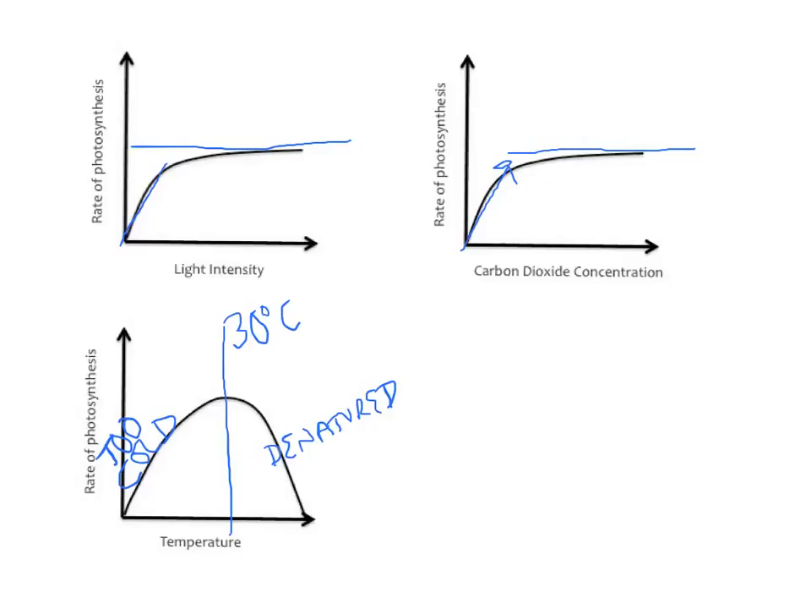So for both light intensity and carbon dioxide, they peak up real quick and then level off. And for temperature, you've kind of got this bell-shaped curve with a maximum around 30, maybe 35 degrees Celsius, depending on what plant species you have. So those are three of the main factors that affect photosynthesis.